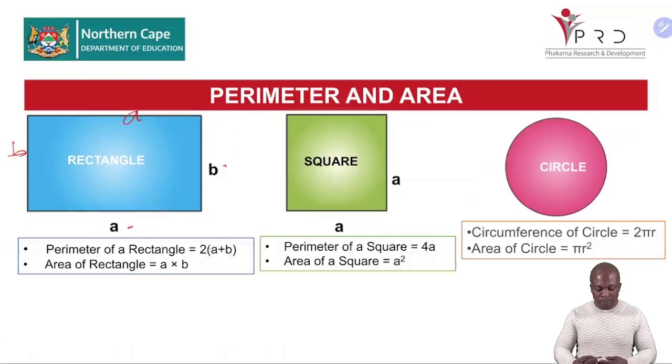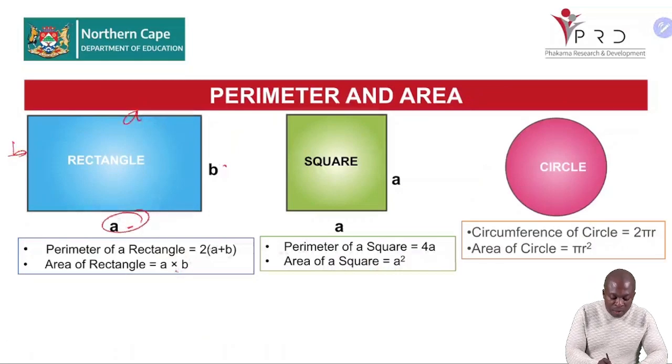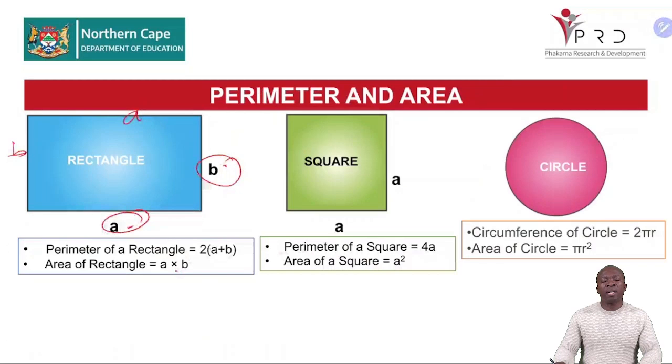Don't forget that. When we talk of area, we are talking of the amount of space that is occupied by this 2D shape. So the formula is area equals length times breadth, meaning we multiply whatever is the value here by the value there. Okay, let's look at a square.